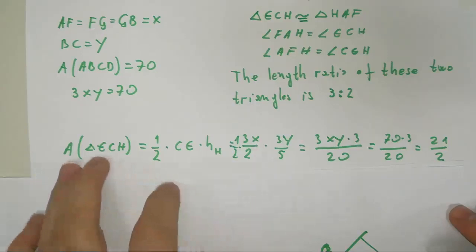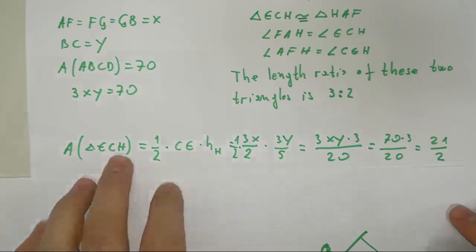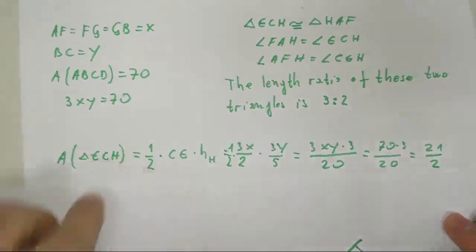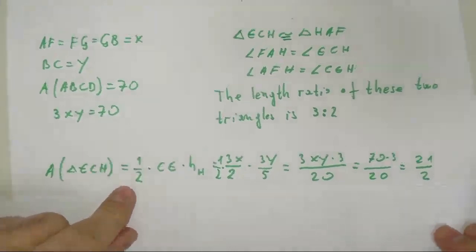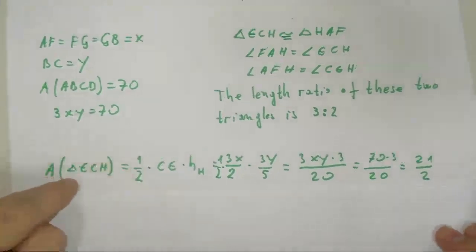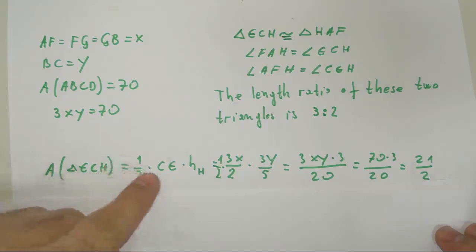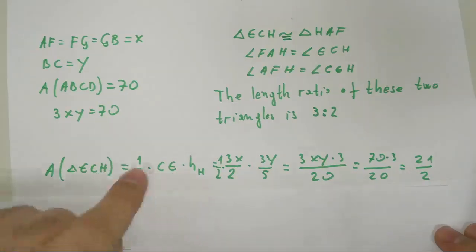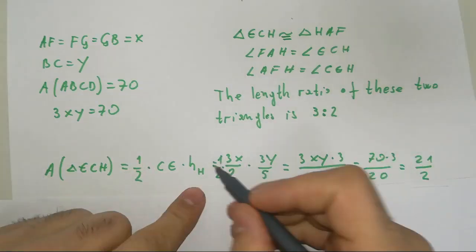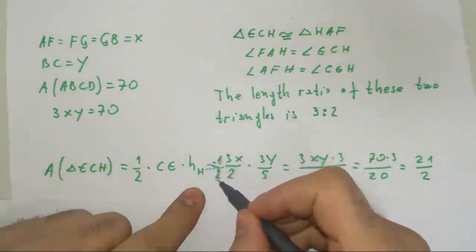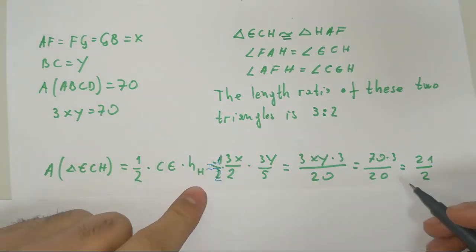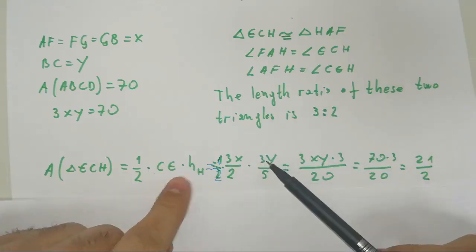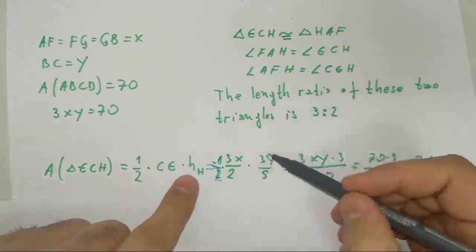Now, the area of the triangle ECH, I hope that you constructed that rectangle because I need to keep showing the same sketch again. The area of the triangle ECH is 1 over 2 CE times the height at the vertex H. So it's 1 over 2 times CH, which was 3x over 2, times the height, which is 3y over 5.